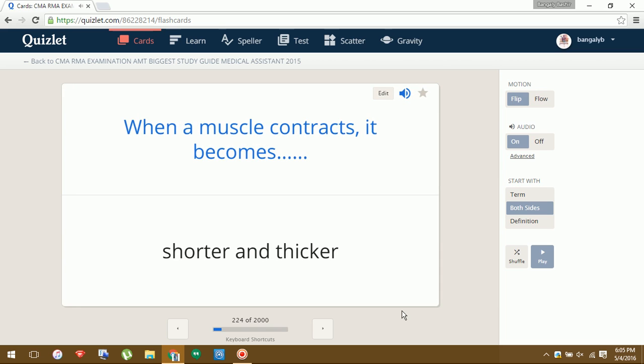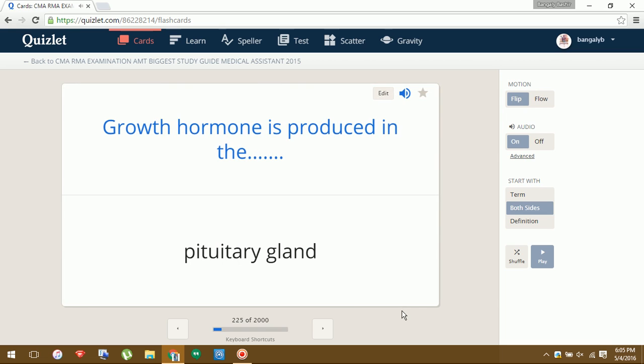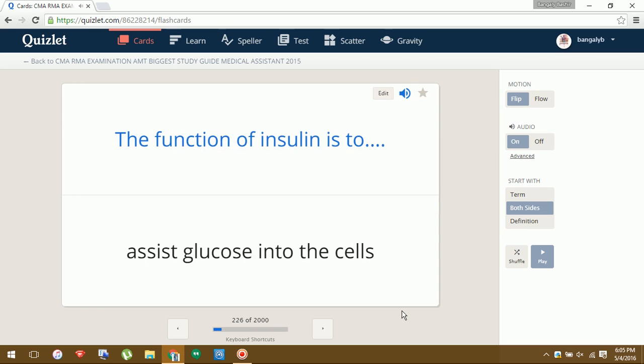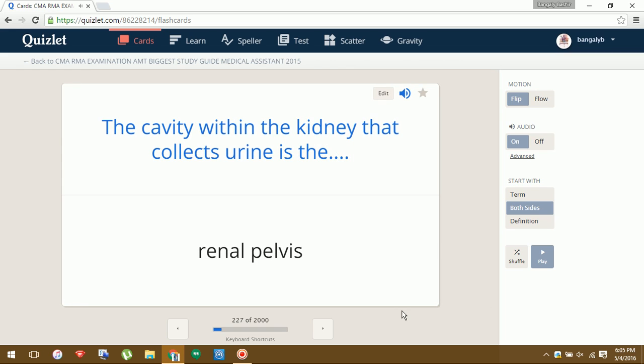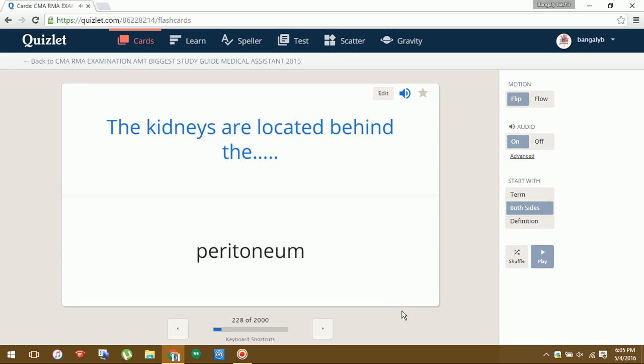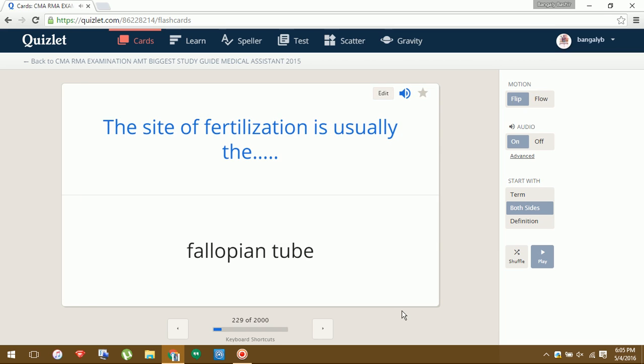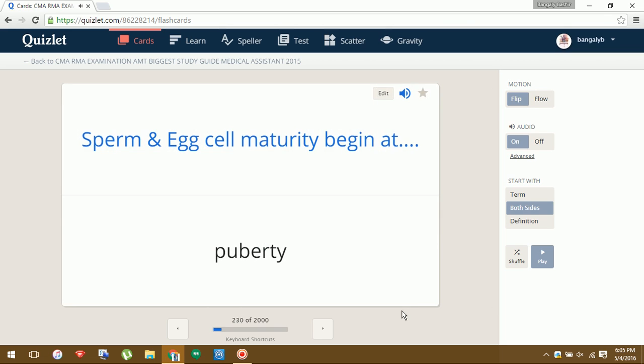When a muscle contracts, it becomes shorter and thicker. Growth hormone is produced in the pituitary gland. The function of insulin is to assist glucose into the cells. The cavity within the kidney that collects urine is the renal pelvis. The kidneys are located behind the peritoneum. The site of fertilization is usually the fallopian tube. Sperm and egg cell maturity begin at puberty.